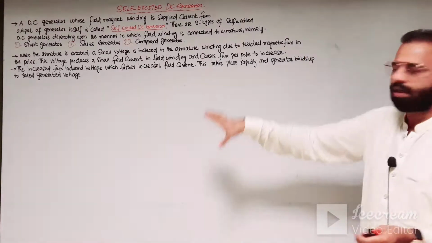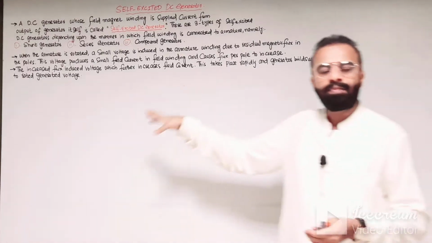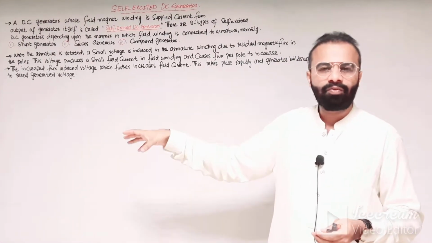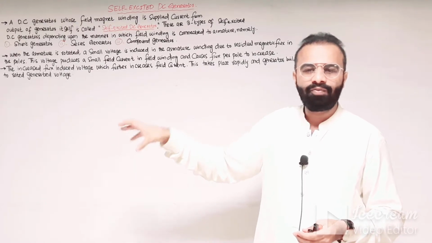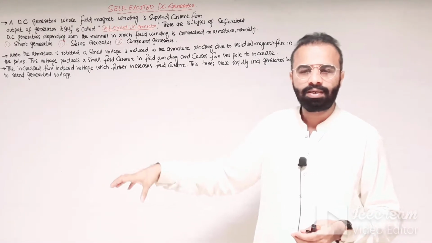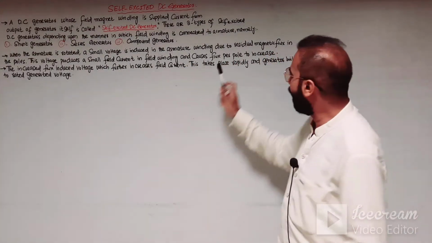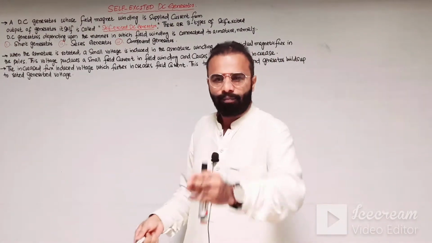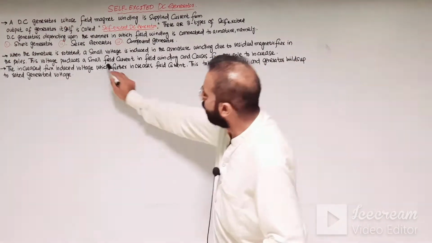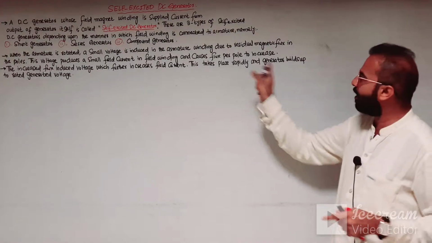When the armature is rotated with the help of the prime mover, the generated EMF is induced in the armature conductors or windings. A small voltage is induced in the armature winding due to the residual magnetic flux in the poles. This voltage produces a small field current in the field winding, which causes the flux per pole to increase.